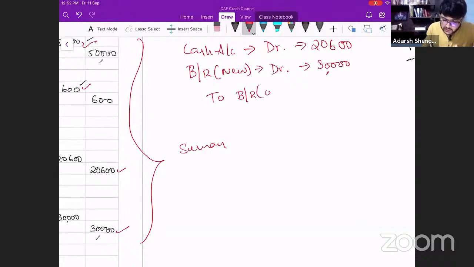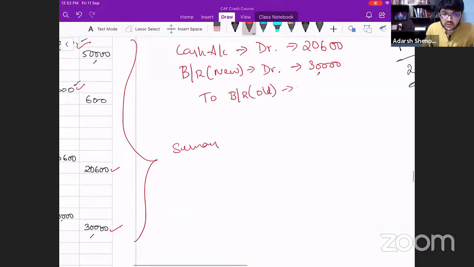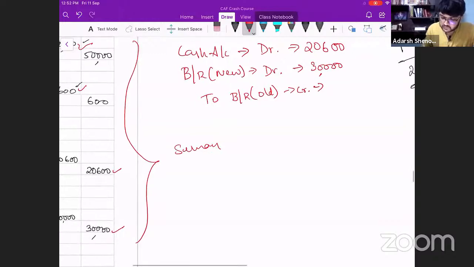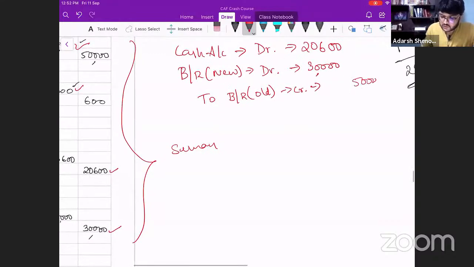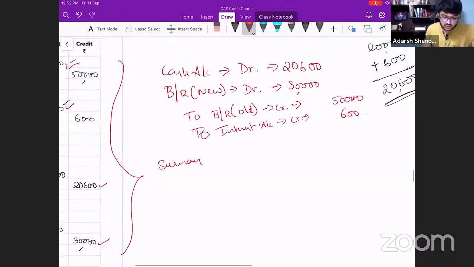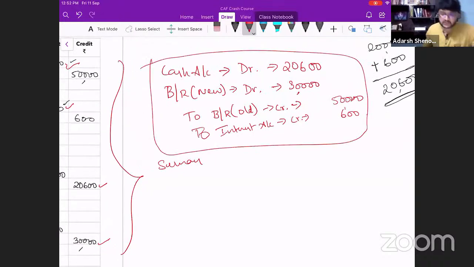The old bill. Is it towards the old bill? Yes. What is the face value of the old bill? 50,000 rupees. Is that it? Or is there something in addition? In addition to that old bill, is there some addition? Yes. What is that addition? Interest. Income for us, so credit 600. So you can pass one single entry instead of passing 4 entries.